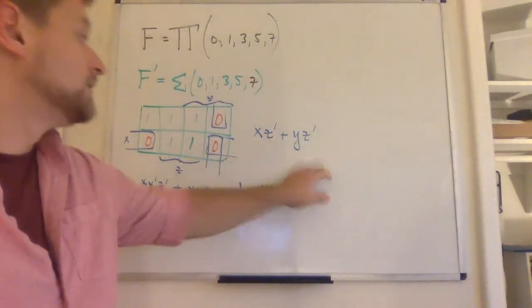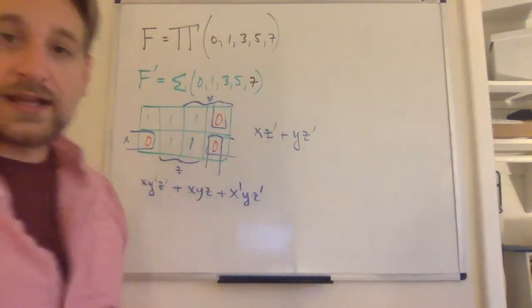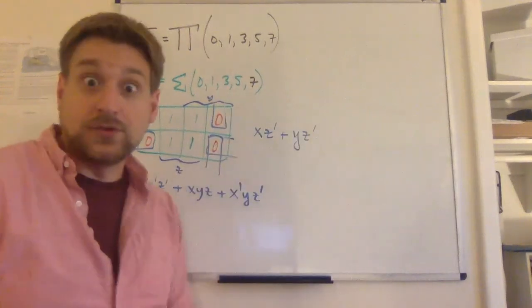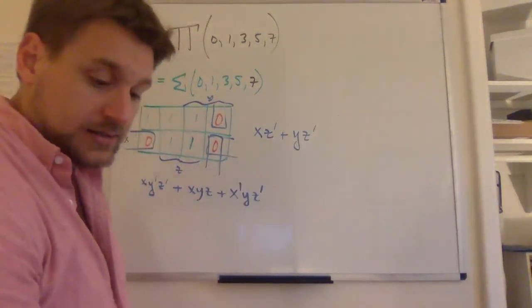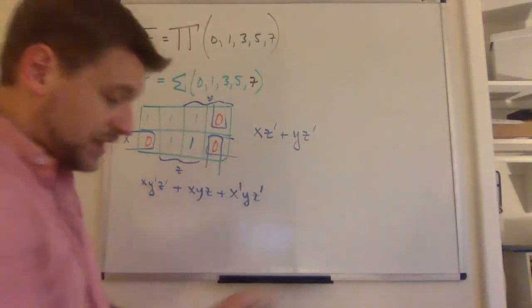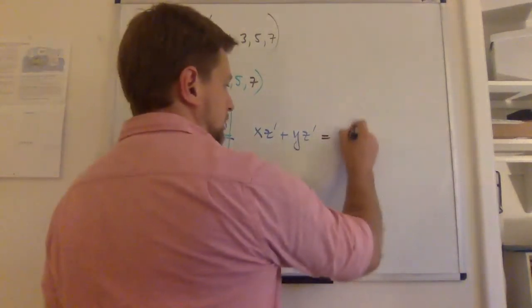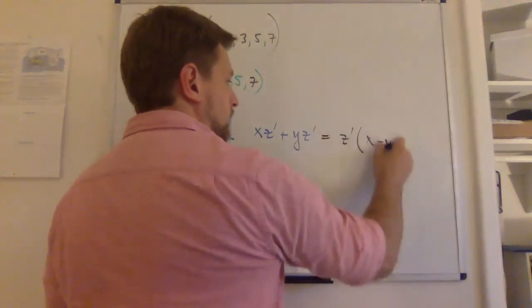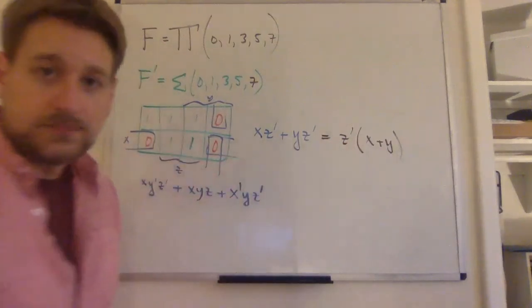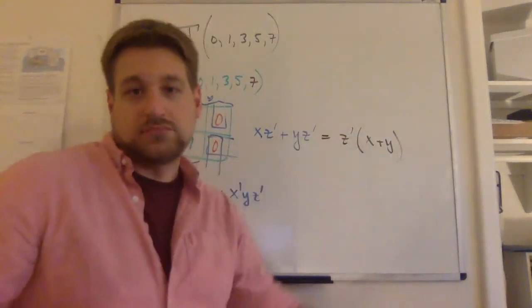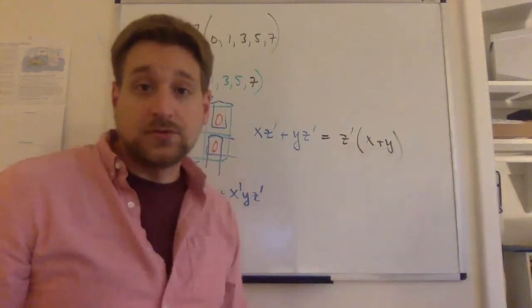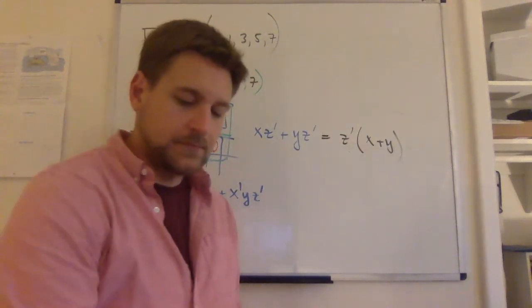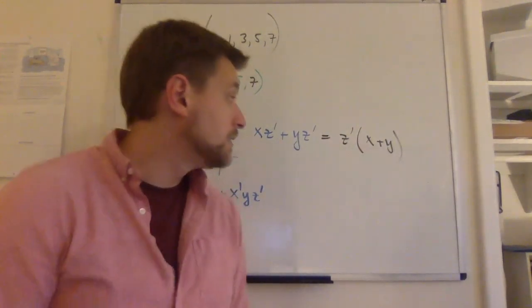Once we're here, we can figure out how to write that as a product of sums if we really want to. In fact, it's actually kind of already there. We can factor out the z complement. We've got x or y. So there's a sum, and z prime is its product of sums form right now. Cool deal.